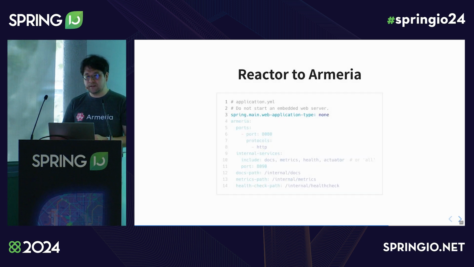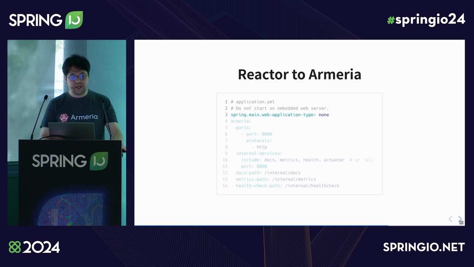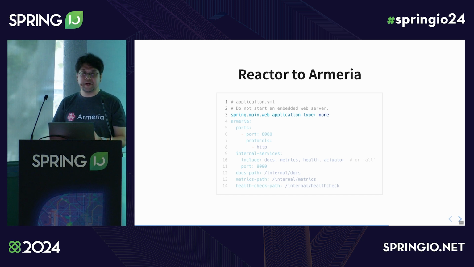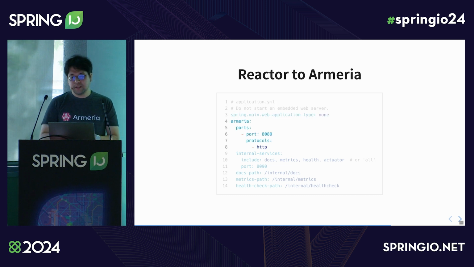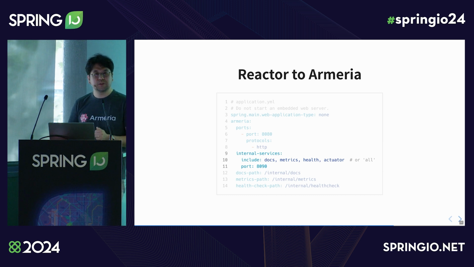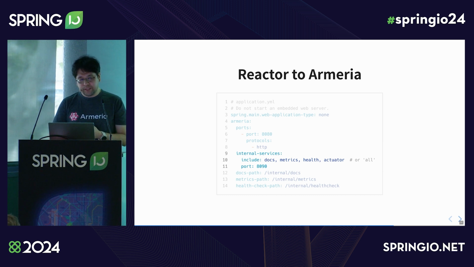Once we add the dependencies, we update our application.yaml to tell Spring Boot to use Armeria as its HTTP engine. So we first disable the embedded web server and then add a section called Armeria to configure the ports. Then we specify the list of the internal services they can run in a separate port for administration. Finally, we can override some optional properties.